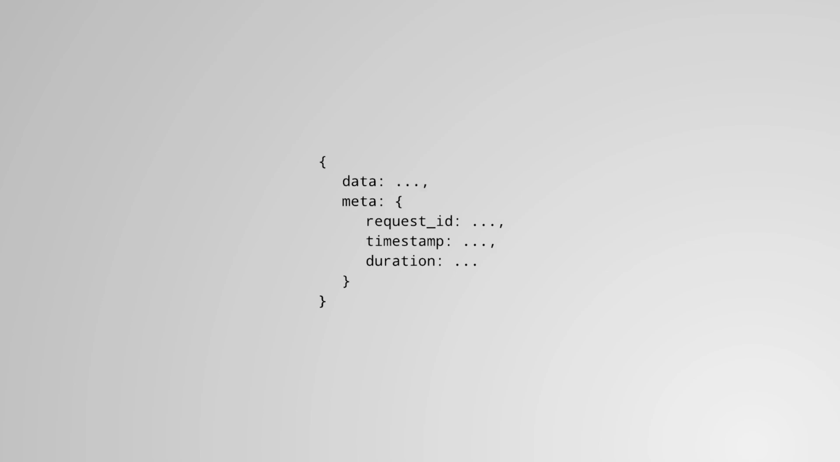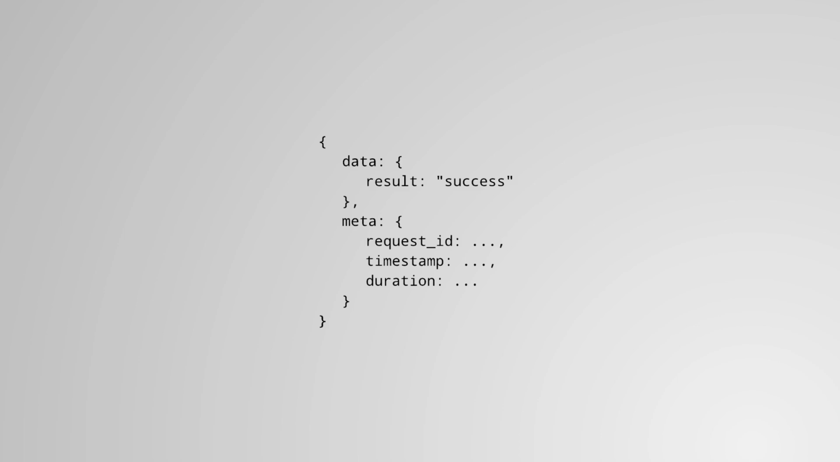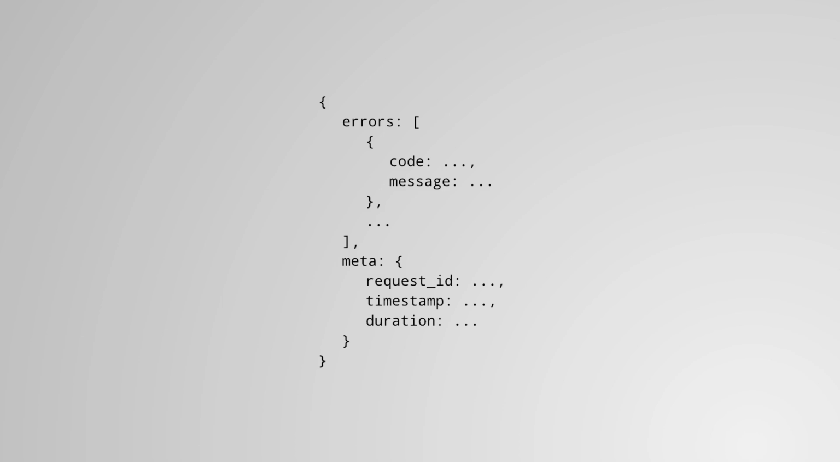For a query that returns a single resource, the resource is the value of a key called data. For a query that returns multiple resources, data is an array of results. And we add an object called pagination to help the client navigate through the dataset. For a successful query with no resource to return, data just contains result: success. And finally, if at least one error occurs, data is replaced by an array called errors, which contains error objects which each have an integer code and a string message. These error codes help the client to respond programmatically to a problem without needing to parse the message text.